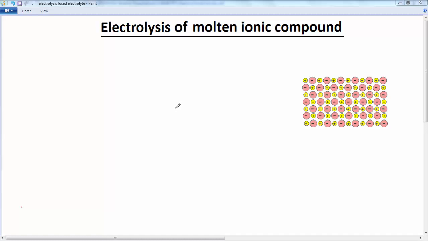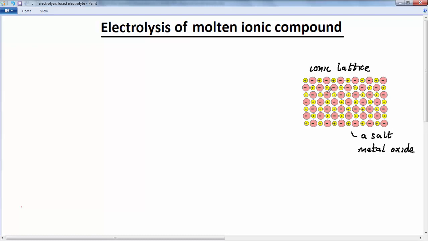In this lesson we're going to look at the electrolysis of an ionic compound in its molten state. Now remember that in its solid state it consists of positive and negative ions held together by strong ionic forces in an ionic lattice. This ionic substance could be, for example, a salt or typically a metal oxide. And because the ions are held by these strong forces, they're unable to move, and so in the solid state the ionic compound cannot conduct electricity.